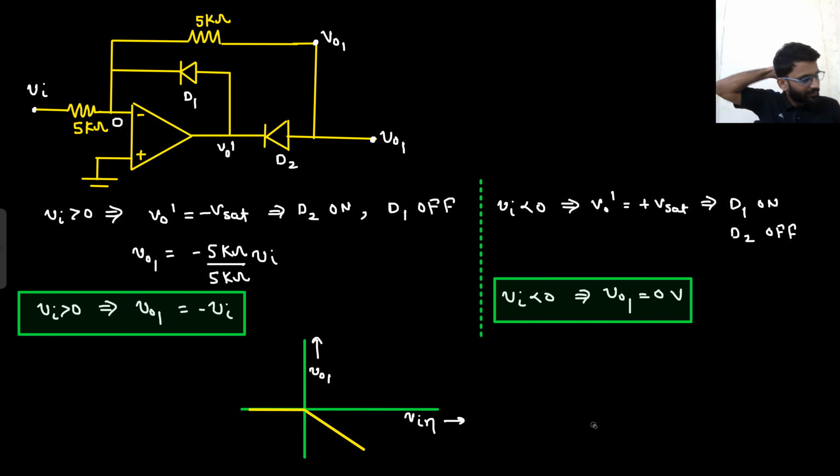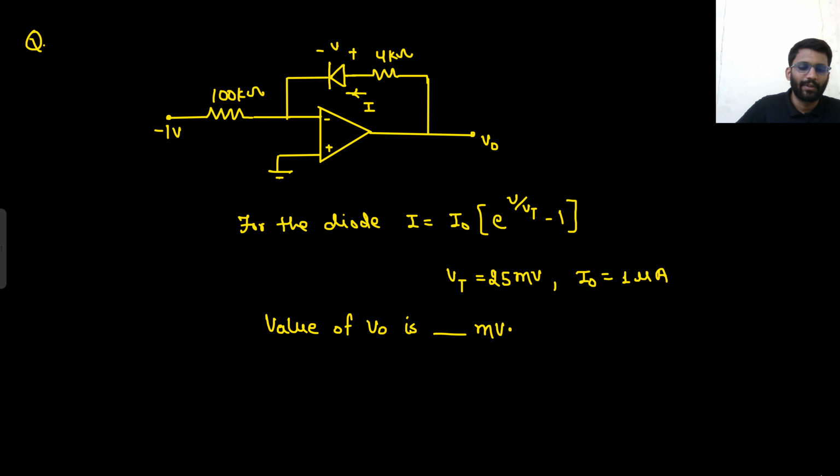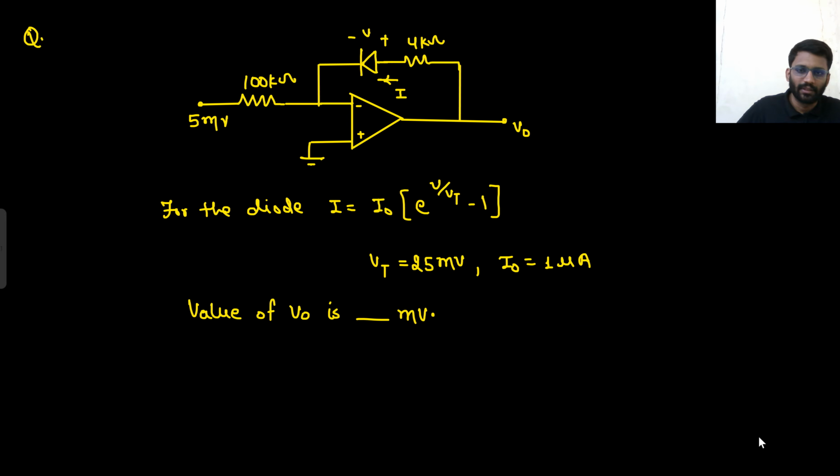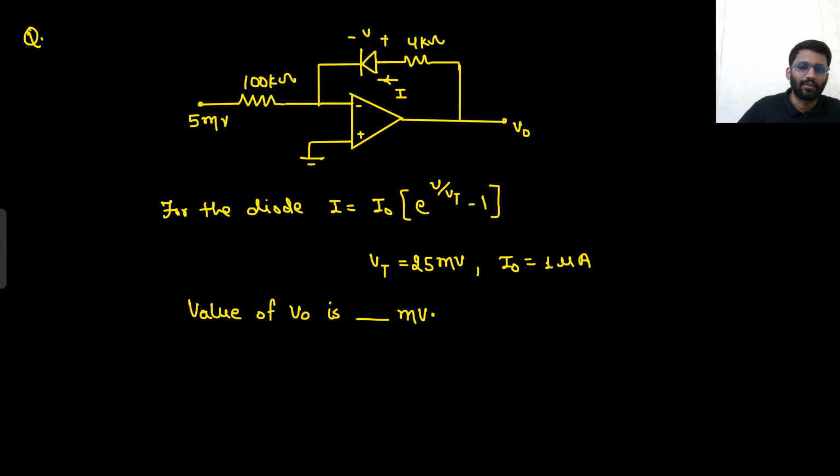That's why the analysis was different in the case of the log and anti-log amplifier. In this question you will be able to understand this point. This question will also be a good one. Here the input is changed to 5 millivolt. In the previous case the input was minus 1 volt.